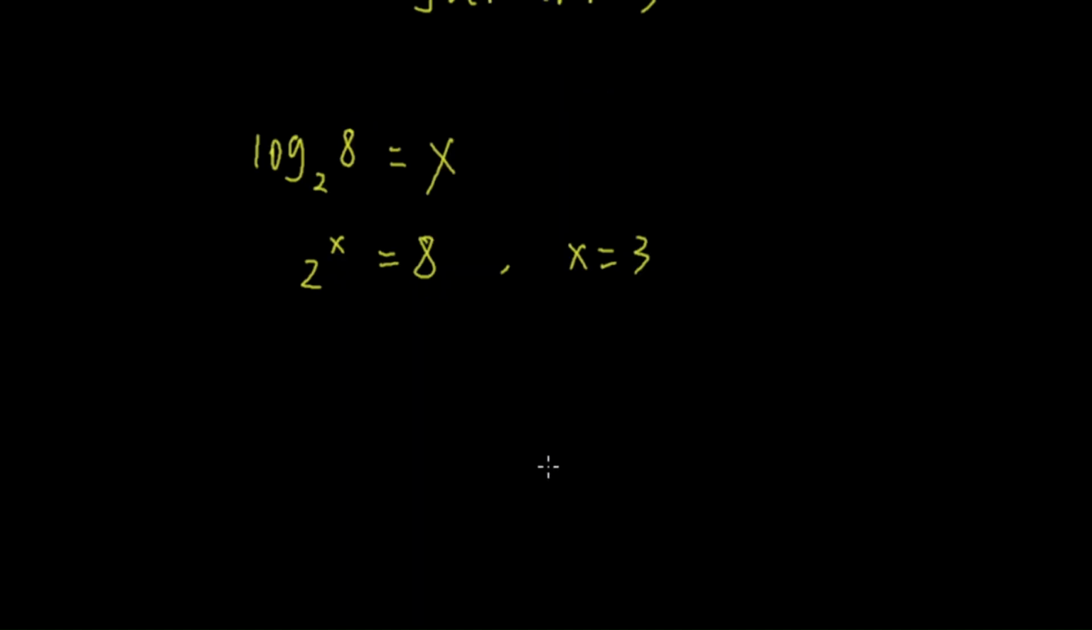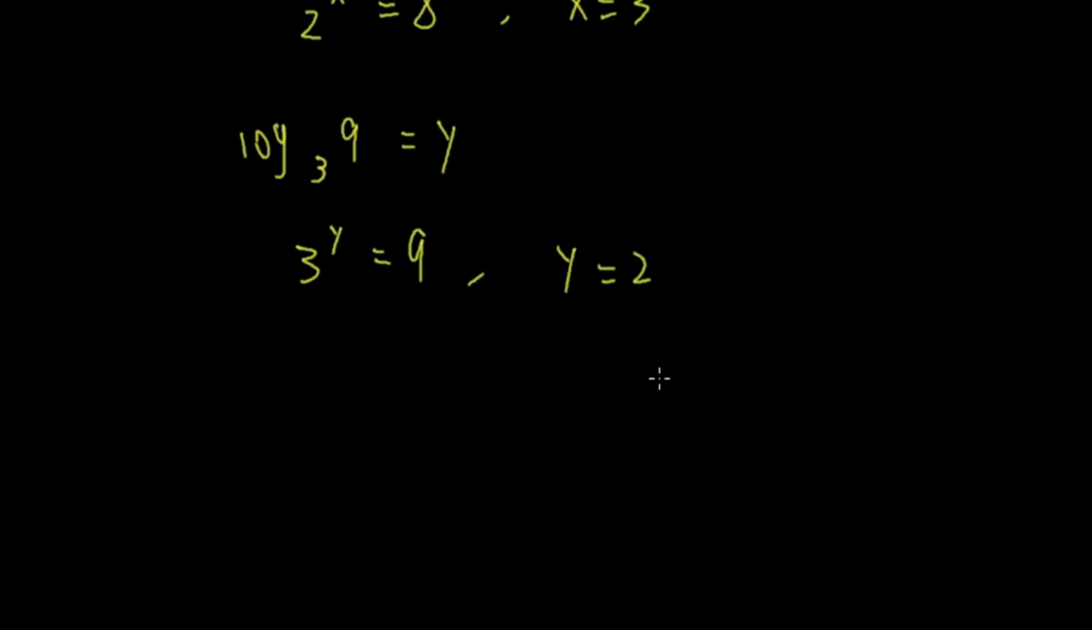Another situation here. Let's say log 9 to the base 3 is equal to y. Then that means 3 to the power of y is equal to 9. In that case, y is equal to 2. Okay, so that's the general logarithms. Now, let's look at its properties.